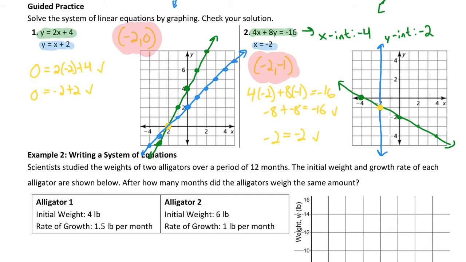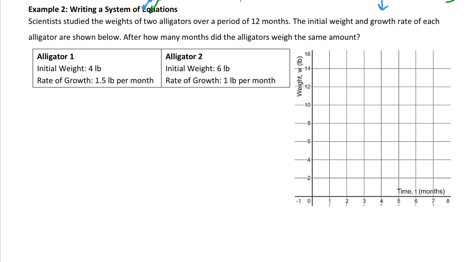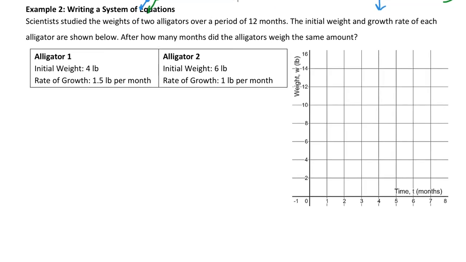So in example 2, what we're doing is writing a system of equations from a scenario, or modeling using a system of equations. This example talks about scientists studying the weights of 2 alligators over a period of 12 months. The initial weight and growth rate of each alligator are shown below. After how many months did the alligators weigh the same amount? So for alligator 1 and alligator 2, we have to write equations.